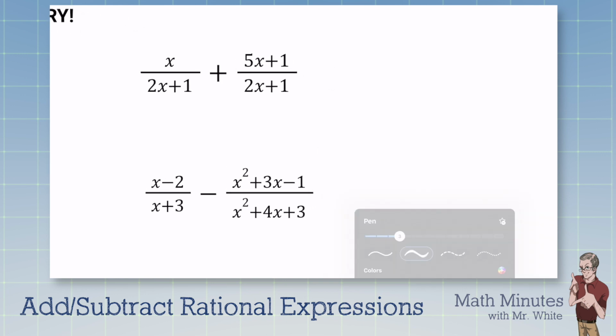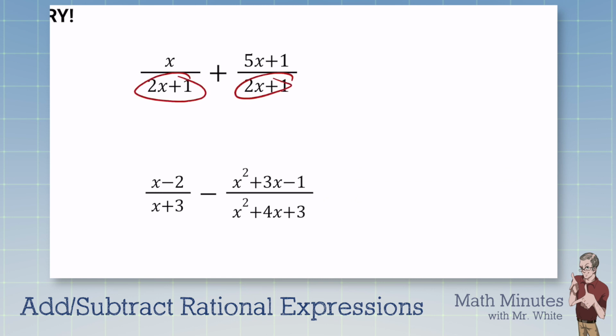Okay, here we go. Let's go see how you did on this. So the denominators are already the same, folks, so we just add up the numerators. 6x plus 1 over 2x plus 1. If you write 4x plus 2 on the bottom, oh my goodness, you do not want to add the denominators, right? Denominator stays the same.